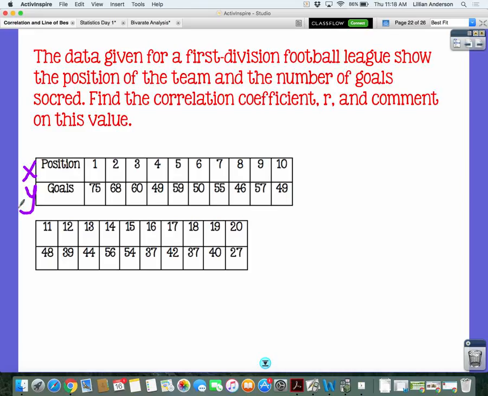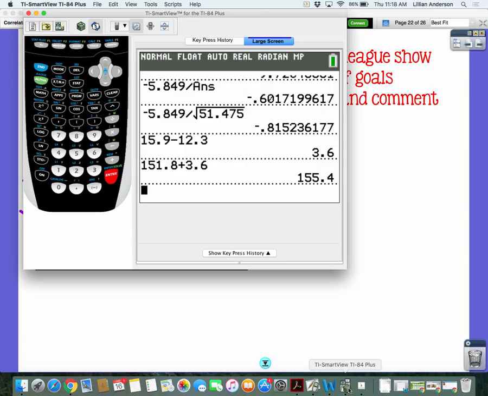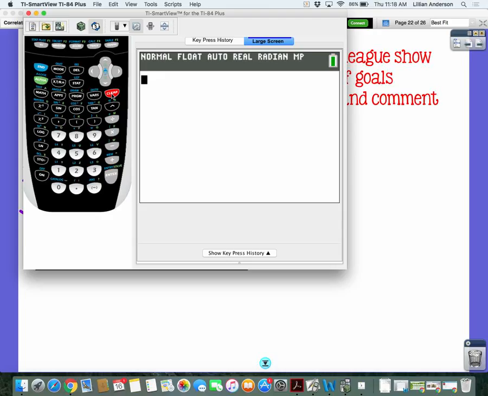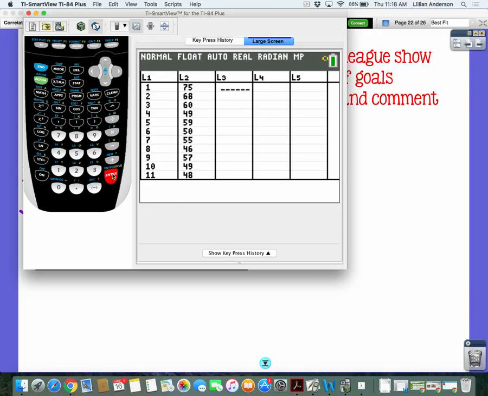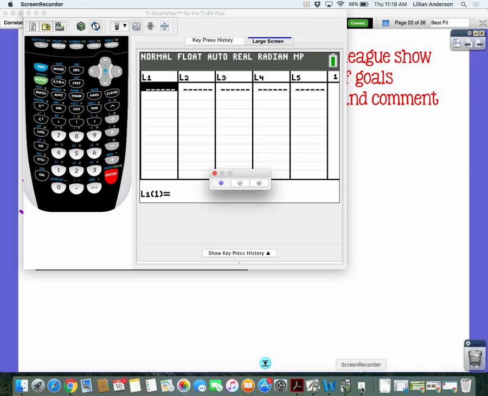Positions are X, our goals are Y. So we'll go into our calculator. This deals with statistics, correct? Yeah. So we're going to need to go to just regular stat. You press the stat button, and you go to edit. And what you need to do is you need to type in your X values into L1, your Y values into L2. Okay? I'll say that again. You need to type your X values into L1, your Y values into L2. Remember, you can clear a table by pressing clear and enter. Okay? So go ahead and type in the data. Be careful. Make sure you get all your X's in L1, all your Y's in L2.